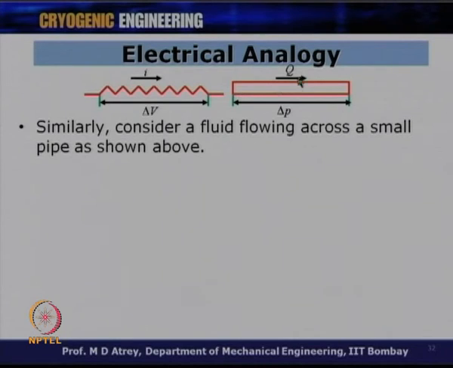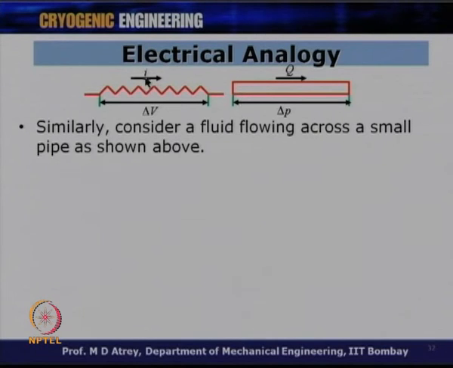In a pipe, flow Q occurs, which is comparable with I, and this Q occurs only when delta P occurs across the length of the pipe. The length of the pipe is L, and delta P is the pressure drop across the length of the pipe L. Similarly, consider a fluid flowing across a small pipe as shown above. So, I can now compare the electrical circuit with a pipe.